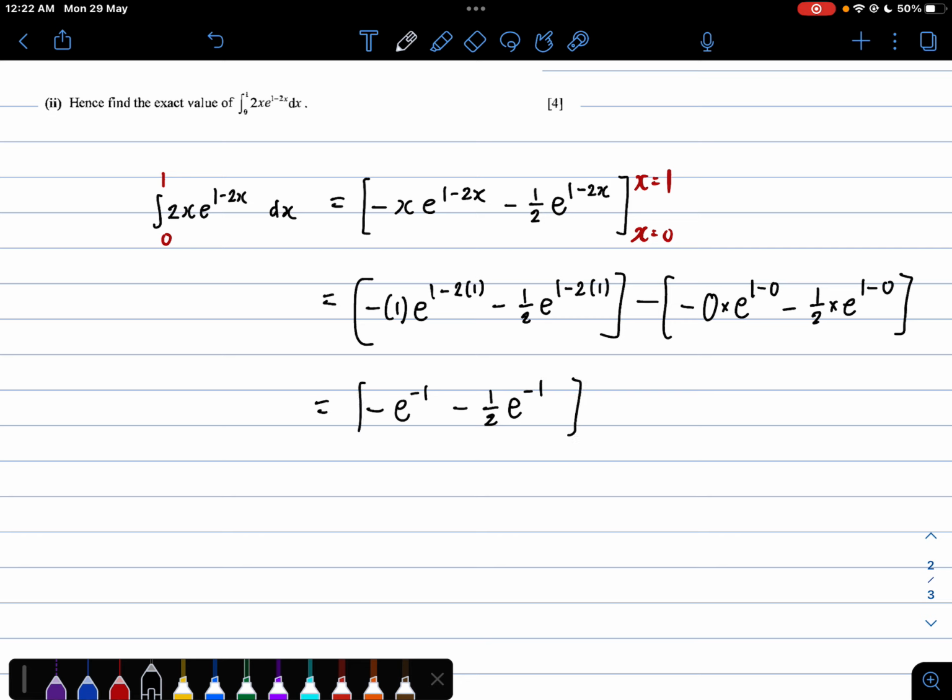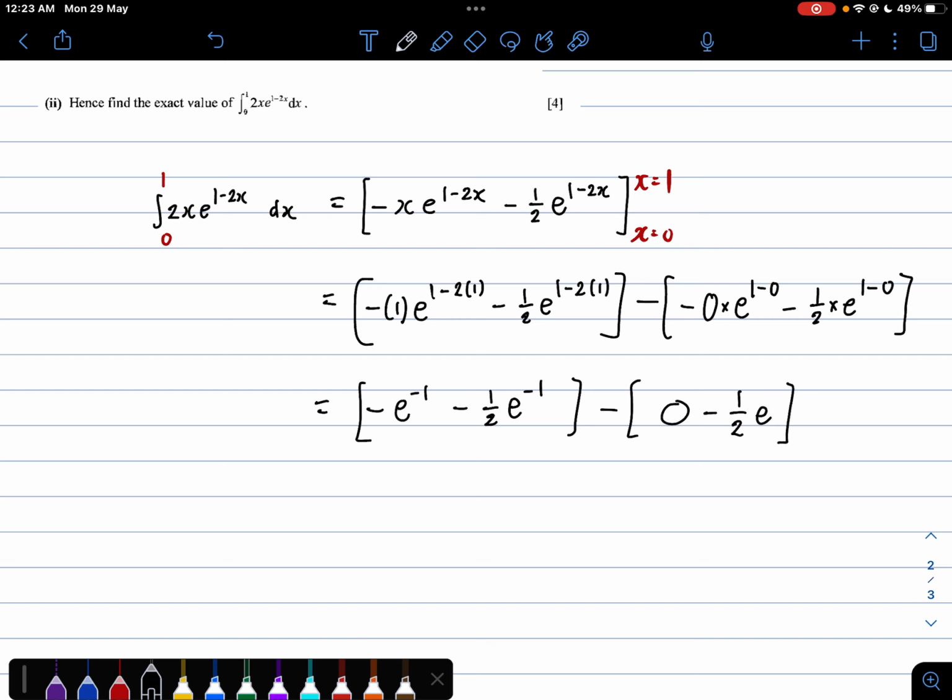Good. Minus away, bracket. This is 0 times something, so e power 1 minus 0 is actually e, but it doesn't really matter because you have a factor of 0 in front. 0 times anything is just 0. Good. So here you have e power 1 minus 0. Oh, is it 0? No. E power 1, right? E power 1. So it's not 0. It's minus half times e power 1. Don't need to write the 1 anymore.